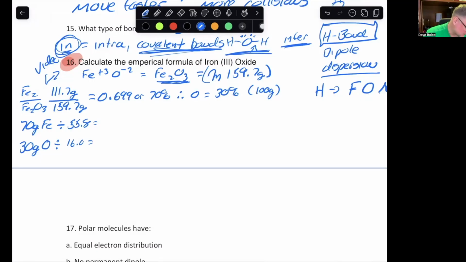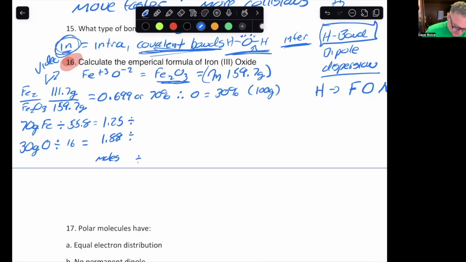Okay, and because it's 15.9999, we'll just call that 16. Divide that by 16, and I get 1.25 moles. So 70 grams of iron is equal to 1.25 moles, and 30 grams of just oxygen, not O2, but oxygen, is 1.88 moles. Next, I'm going to divide.